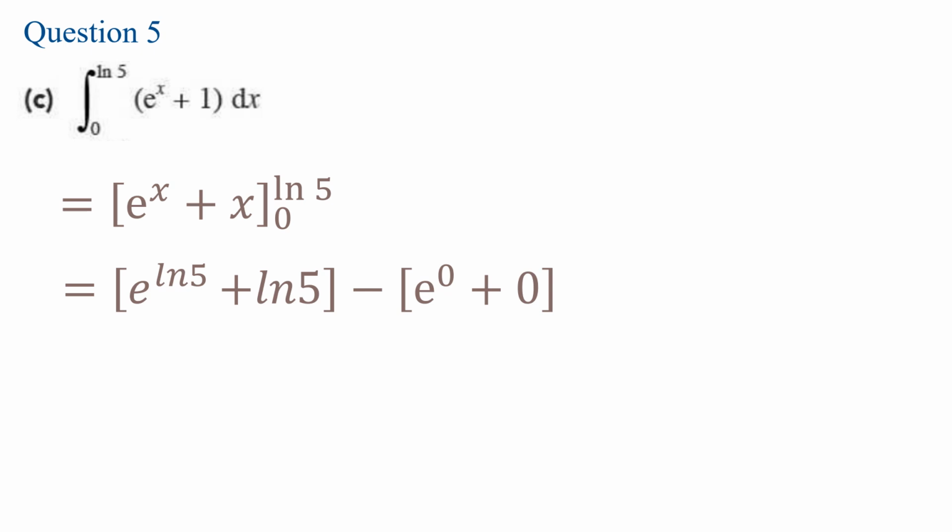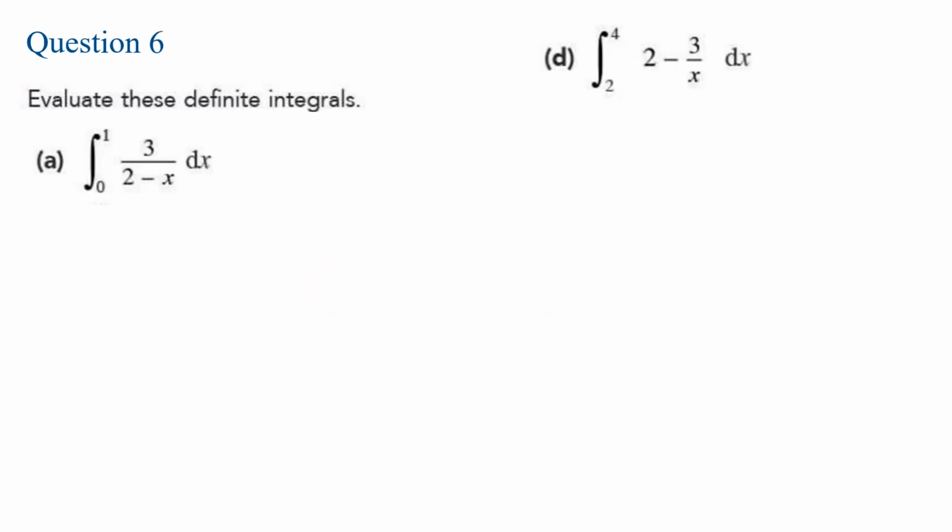Alright, so if you use a calculator, e to the power of ln 5 just basically gives you 5. So that would be 5 plus ln 5 minus 1. And that gives you ln 5 plus 4. So this question is relatively manageable. Alright, the next question involves integration of logarithmic functions.